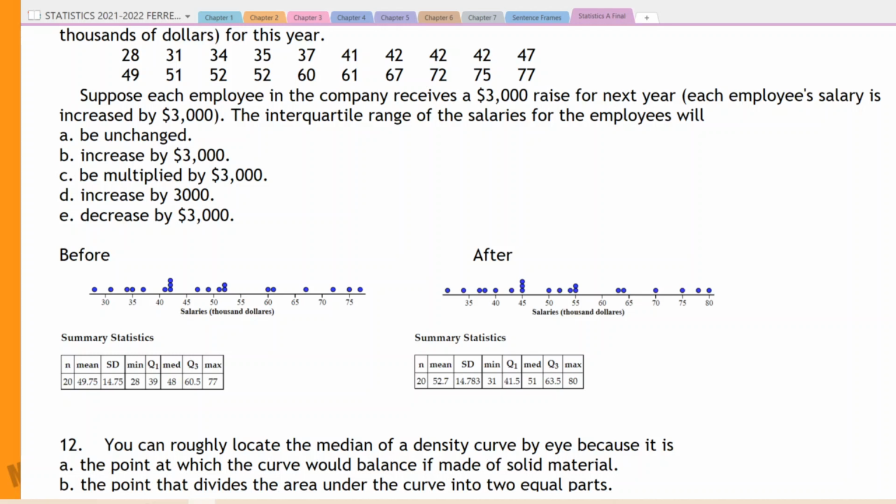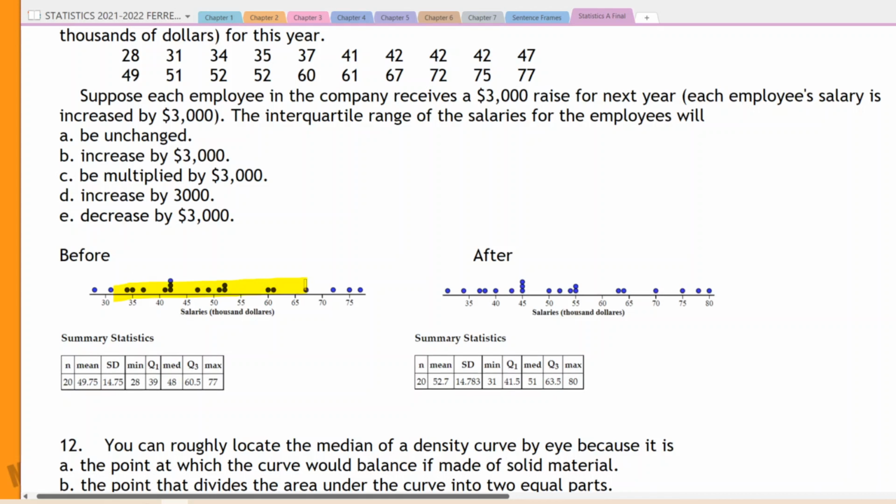And I want you to take a look at these two shapes, the one on the left and the one on the right. They're basically the same shape. The only difference is that over here the lowest is 30,000, about 31,000, and over here, the lowest is right here.